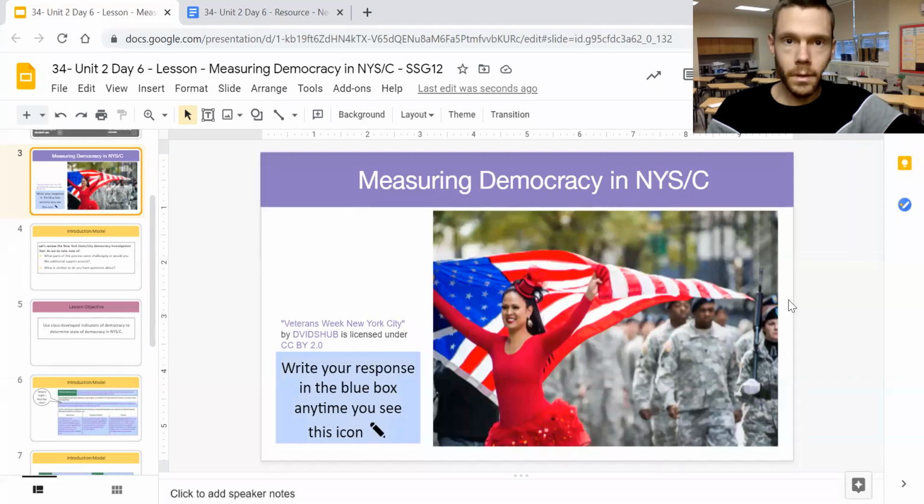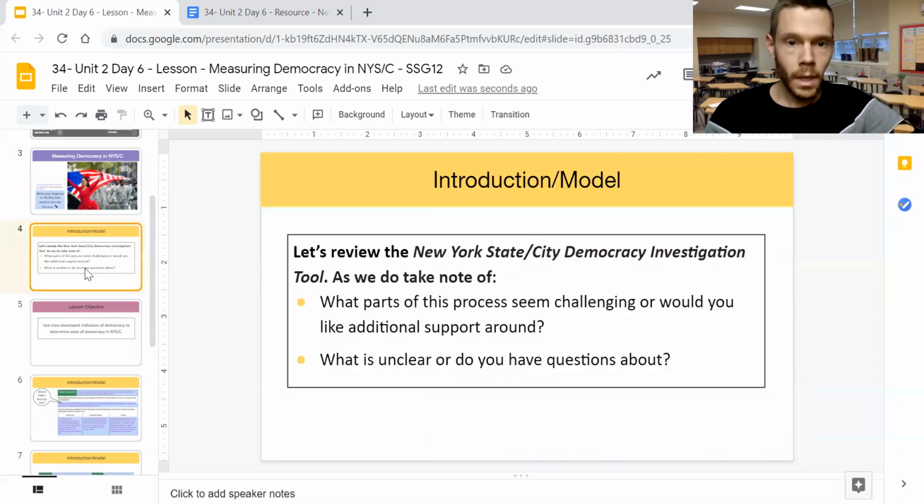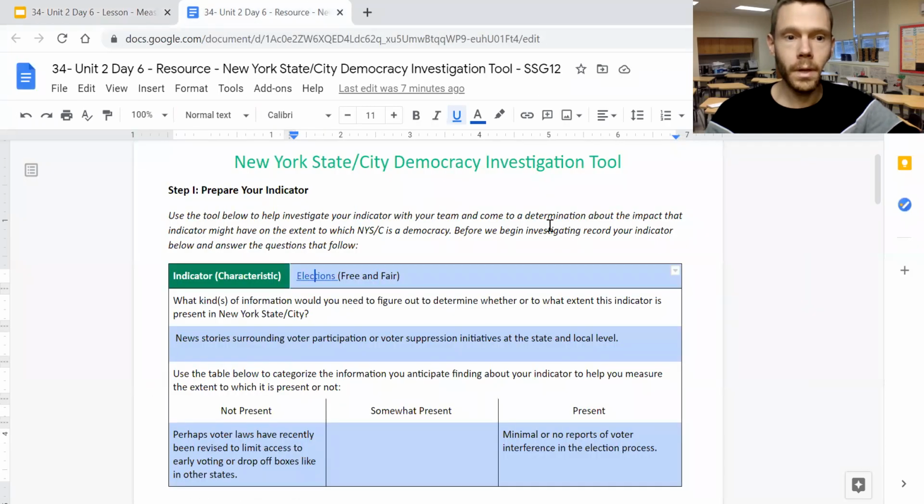In this video, we'll take a look at characteristics for democracy in order to measure the level of democracy in New York State and in New York City. And we're going to look specifically at the New York State investigation tool. We'll take note of any parts of the process that may be challenging or that may require some additional support, which hopefully this video will help to provide. And we'll also consider how we can apply these indicators to really measuring the extent to which the city is really an active participant in democratic functions.